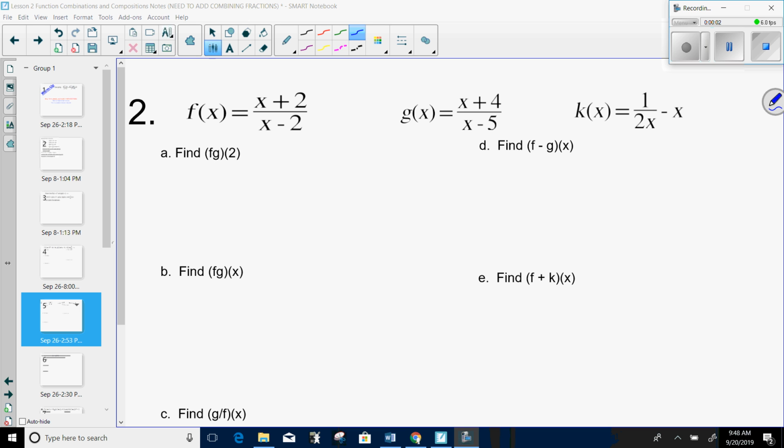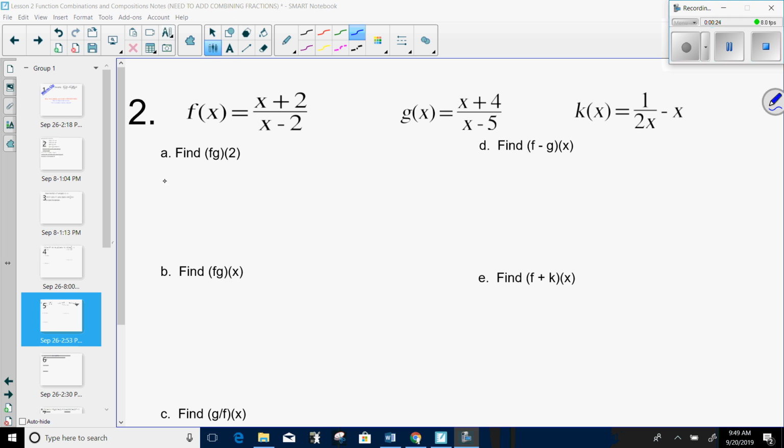This video is the alternate examples for number 2, talking about fractions. It was not on the original video that you watched just a little bit ago. So what we're going to do is find f of g of 2. So what that means is you're going to do f times g, and then x is going to get replaced with 2.